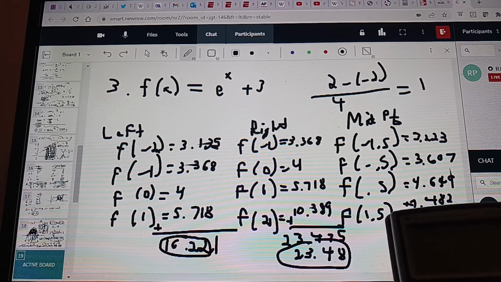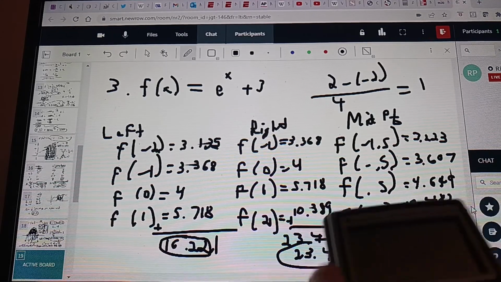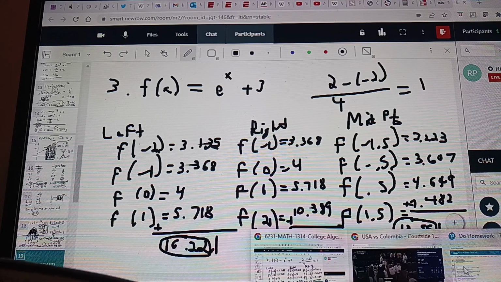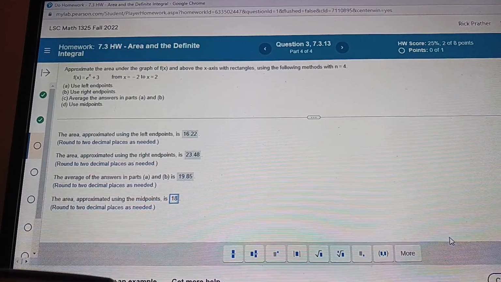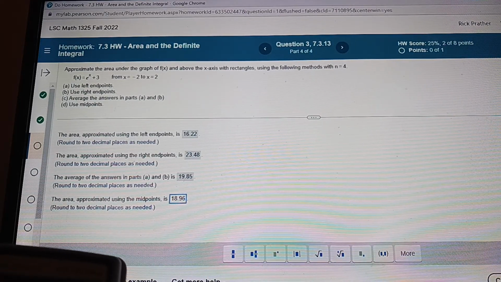7.482 plus 4.649 plus 3.607 plus 3.223 is 18.961. And so that would round to 18.96, which is fairly close to the 19.85 that we got for the average of the other two. So roughly, I would say the area is somewhere slightly less than 20.